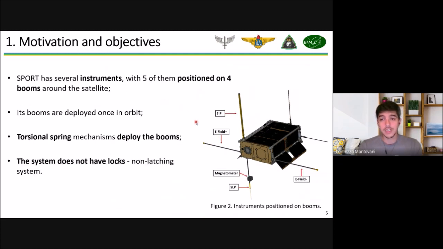So sport has several instruments that it uses to collect data, and some of these instruments are positioned on booms around the satellite. So I'm showing you here the SIP boom, E-field plus boom, SLP boom, and E-field minus boom. Booms are these structures. They are initially stowed in the satellite main body that we call here the hub. And once the satellite reaches its orbit, these structures are deployed.